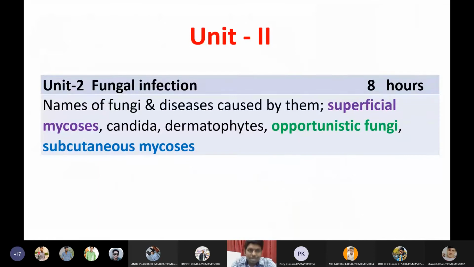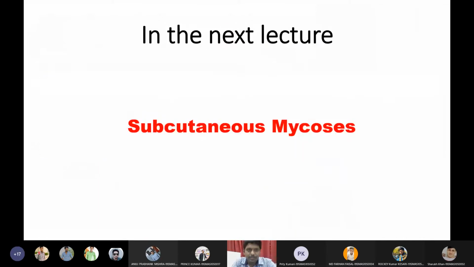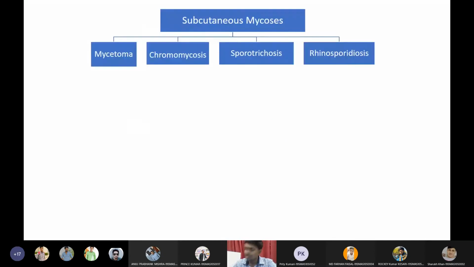So then we came to unit 2. In unit 2, we have this subcutaneous mycosis. Subcutaneous mycosis means these are the fungal infections that cause infection to the subcutaneous layer of the skin. That is why they are called subcutaneous fungal infections. Fungal infections, we call them mycosis. Mycosis means fungal infections.